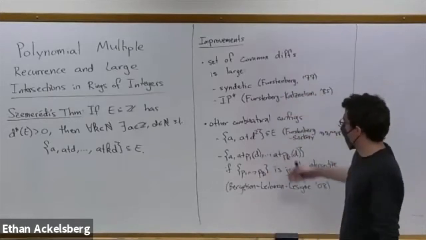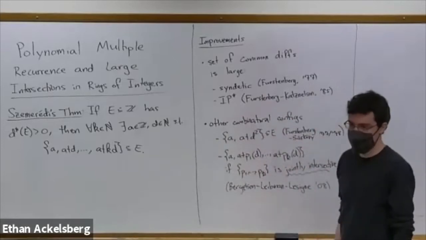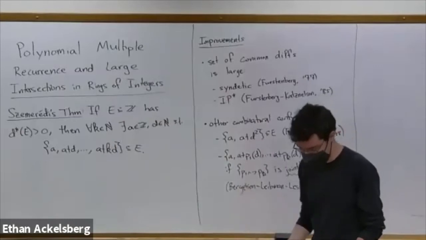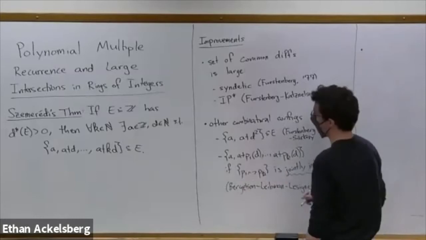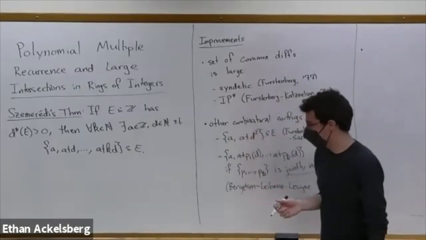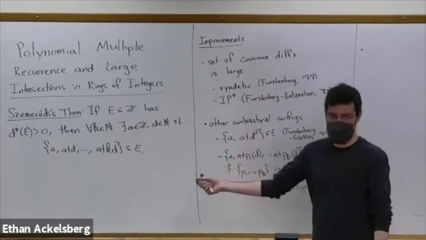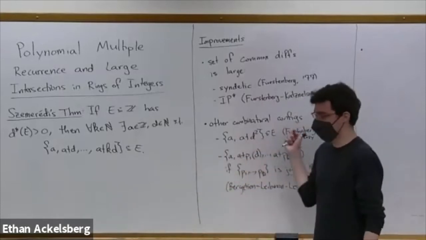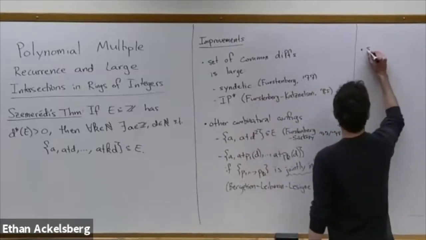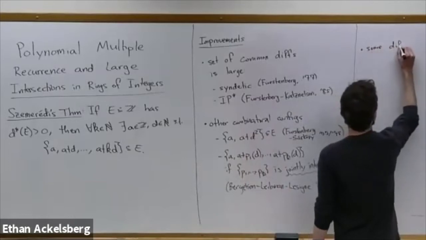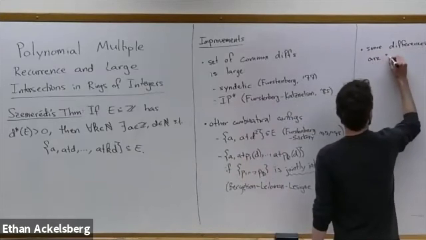Okay, so we can say there are lots of different improvements. If we can get polynomial configurations, of course, there are much more general things in this. I want to talk about polynomials though. And a third type of improvement that we maybe think about a little less, but that I'm interested in, is can we find a common difference d for which there are a lot of progressions? So I'd say maybe some differences are popular.